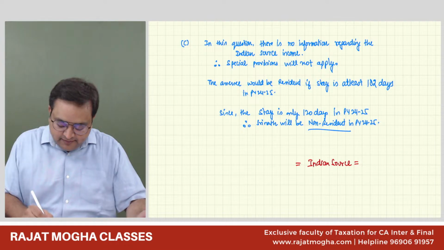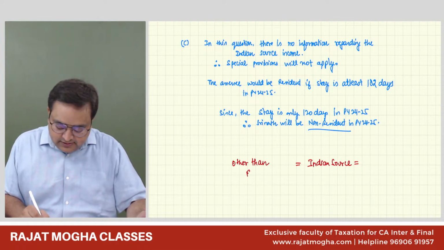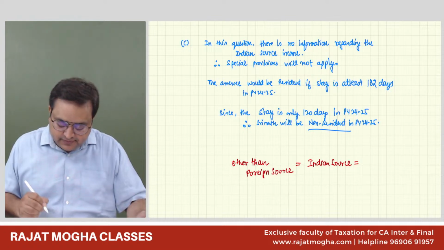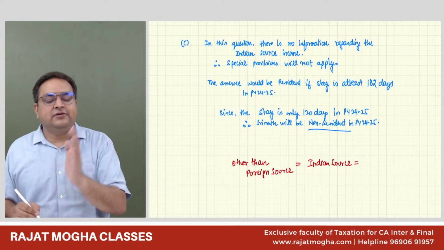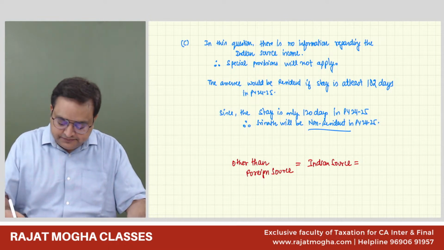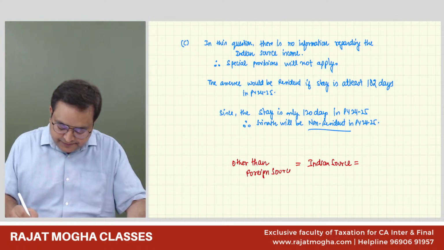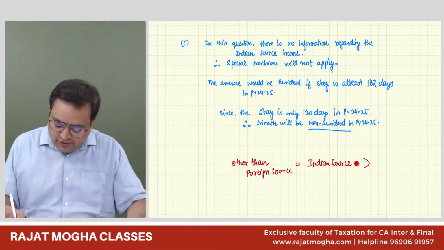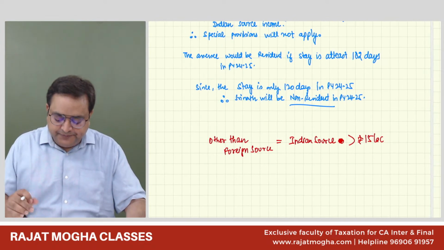Controlled from India. So these are the three things, the three incomes which are Indian source income, or we can say other than foreign source income. In that case, you have to see that if all three clubbed together are more than 15 lakh, then you should go with the special provisions only. Then you should not go with the normal provisions.